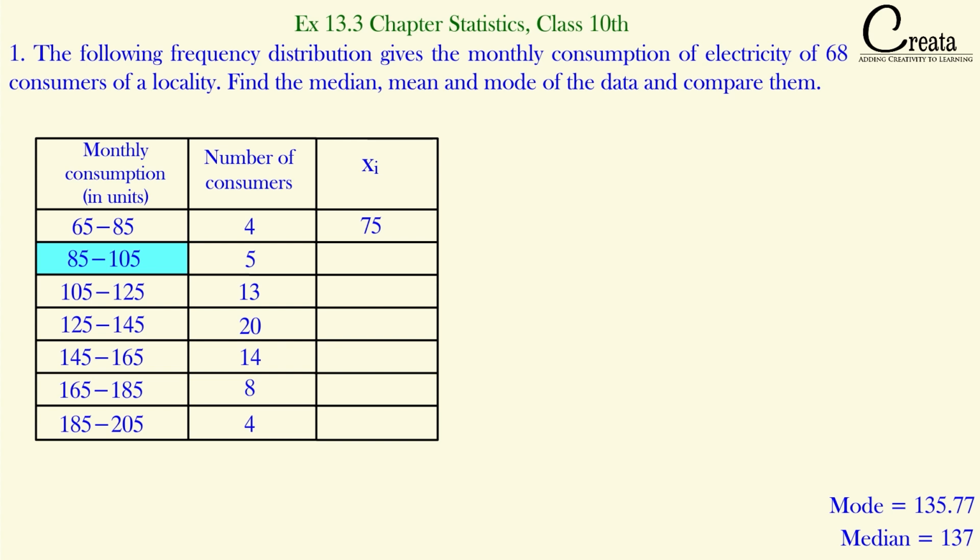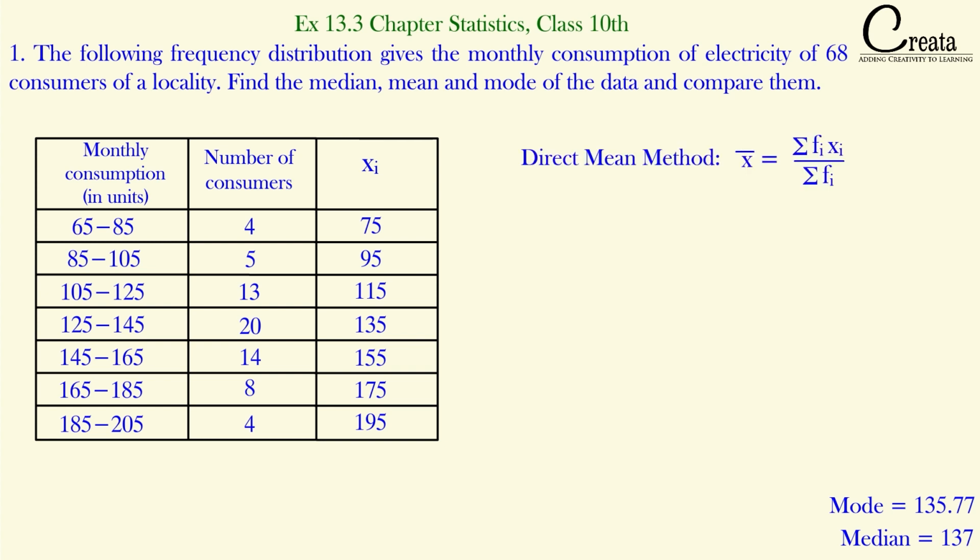In the next row, the midpoint of 85 to 105 is 95. Further, the midpoint of 105 to 125 is 115. Further, it is 135, 155, 175 and 195. You are open to use the formula, lower limit plus upper limit upon 2, or you can directly locate the midpoint. We got the column as xi.